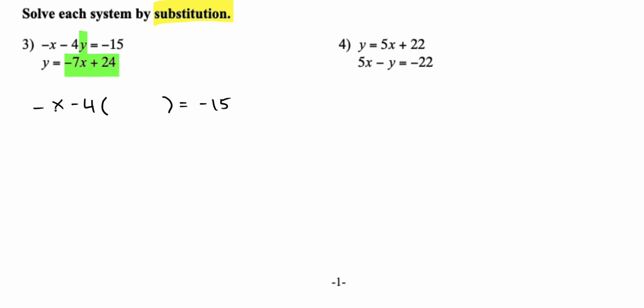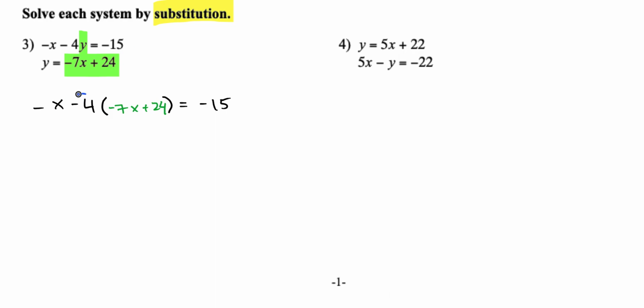So I have the negative x minus 4, space, space, space, equals negative 15. And then I'm going to go in and replace wherever it said y, I'm going to replace it with negative 7x plus 24. And then my next step is to distribute my negative 4. Let me write that a little bit neater.